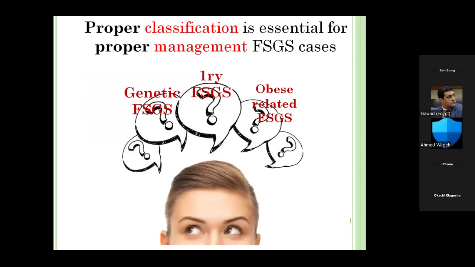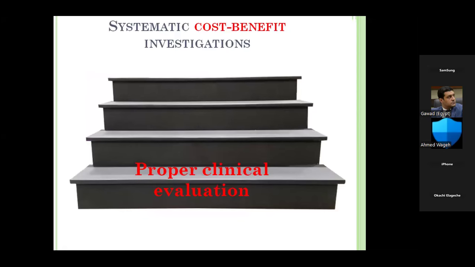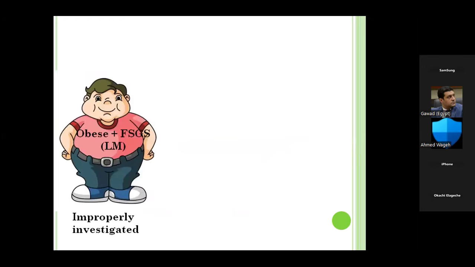Thus, proper classification is essential for proper management of focal segmental glomerulosclerosis, and we should properly evaluate the cases clinically, with light microscopic or EM pictures, as a first step, and then differentiate what is the type of the deposited complexes, if any is present in the case, and genetic studies if needed.